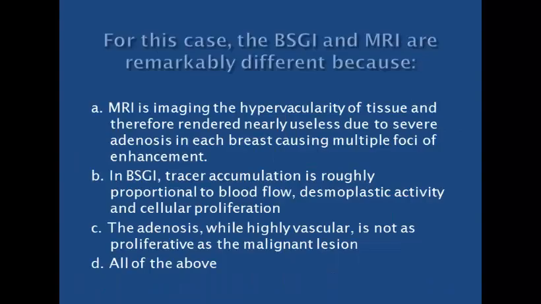For this case, the BSGI and MRI are remarkably different, basically because A, MRI is imaging hypervascularity of the tissue and therefore is rendered nearly useless due to severe adenosis. Or B, in BSGI, tracer accumulation is roughly proportional to blood flow, desmoplastic activity, and cellular proliferation. C, the adenosis, while it's highly vascular, is not as proliferative as a malignant lesion. Or D, all of the above.